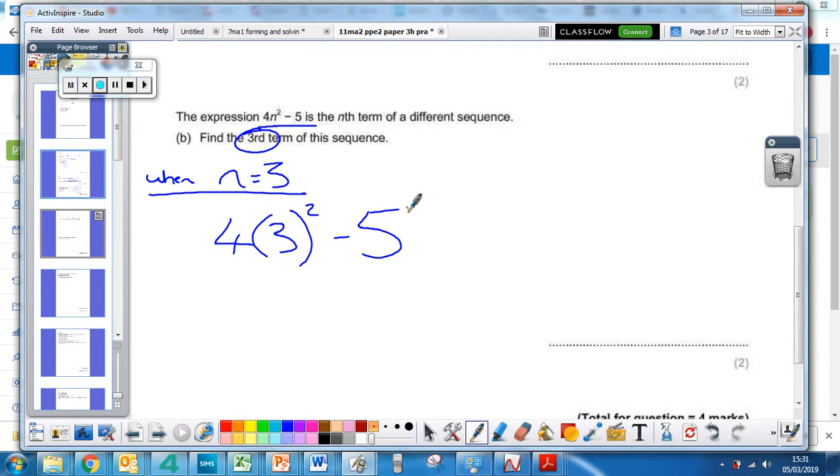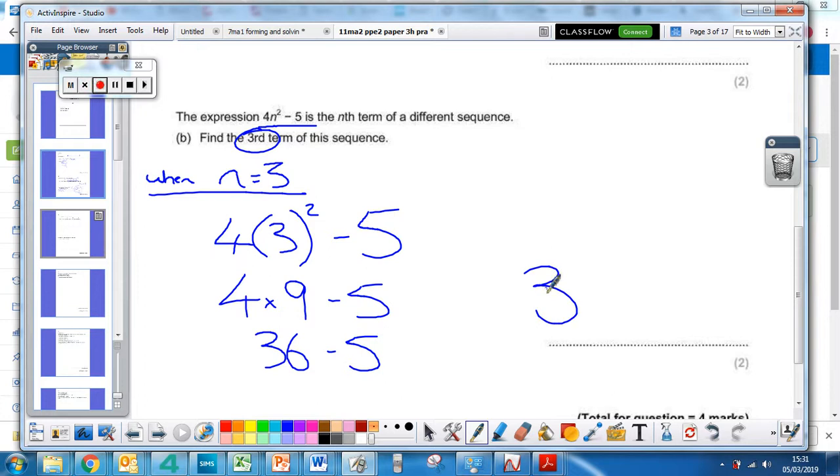Now you could type that into a calculator. But of course, let's just make sure our BIDMAS is good. The first thing you do is the power. 3 squared is 9. This becomes 4 times 9 minus 5. In BIDMAS, we then do this multiplication before the subtraction. 4 nines is 36. And we're still taking away 5. And that gives us the final answer, 31.